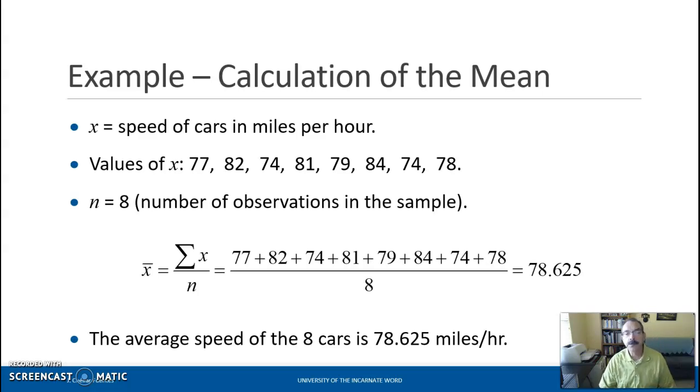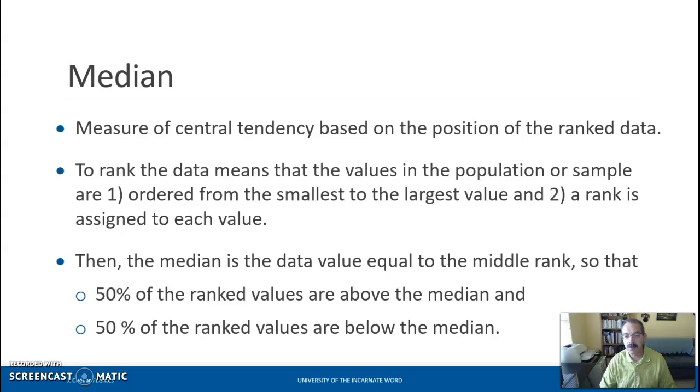All right, so the next measure of centrality is the median.